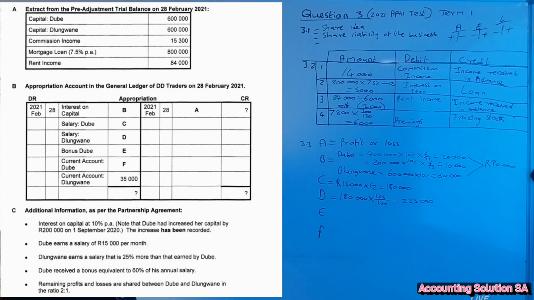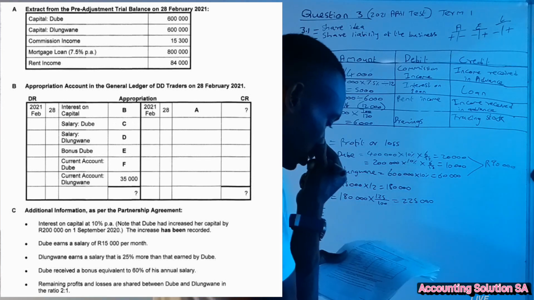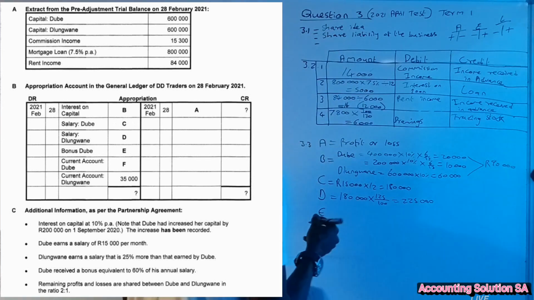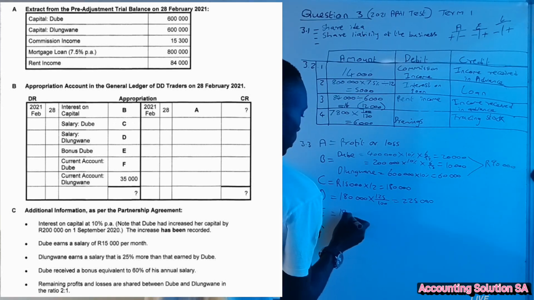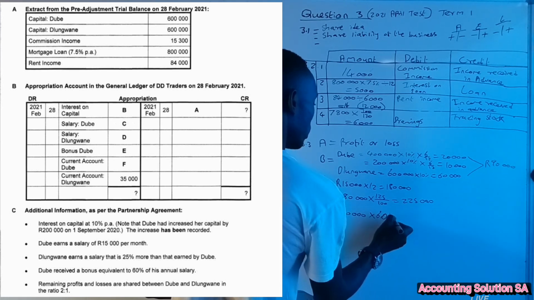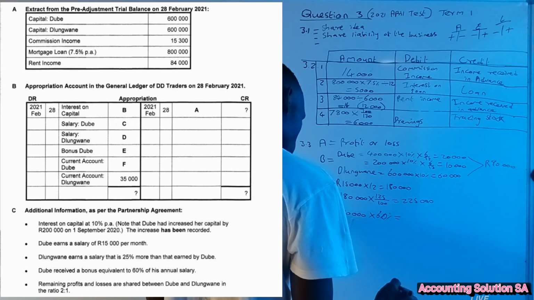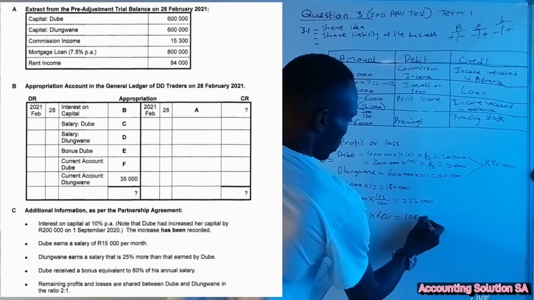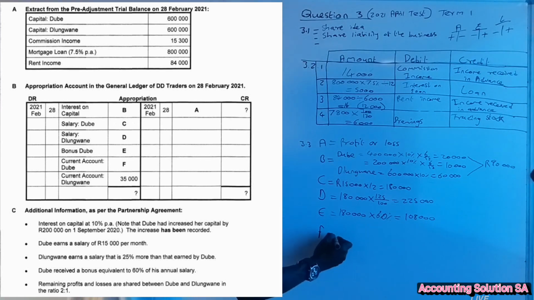Okay, then number E, bonus for Dube. Dube received a bonus equivalent to 60% of his annual salary. Okay, and they said 180,000 multiplied by 60%. Remember, Dube is the only person who is going to receive a bonus, and they said the bonus is 60% of his salary. His annual salary is 180,000 and he is going to earn a 60% bonus, which is going to give us 108,000. Simple.